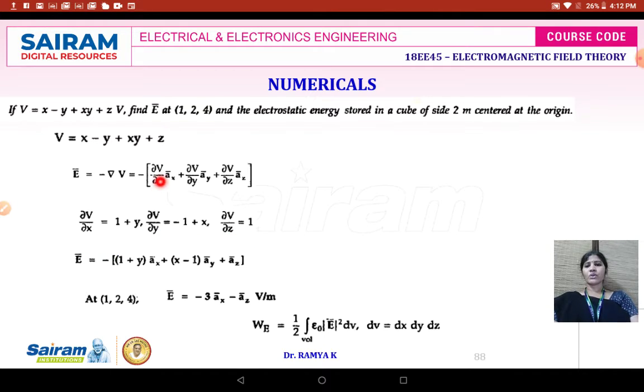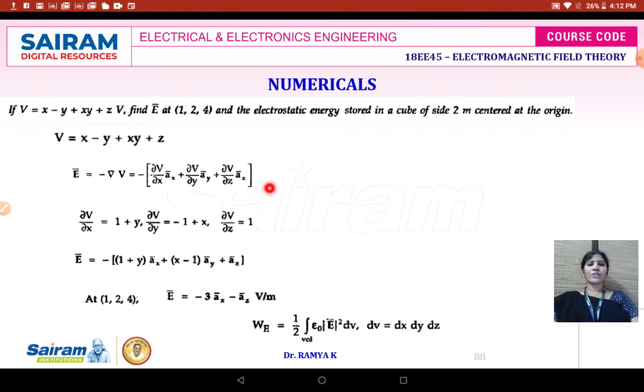Now substitute it over here to get the value of E. E is equal to minus (1 plus y) Ax plus (x minus 1) Ay plus Az. But we need to identify the electric field intensity at this particular point, 1, 2, 4. Wherever you have x, substitute 1, y equal to 2 and z is equal to 4. After substituting, we got the value of E as minus 3Ax minus Az.